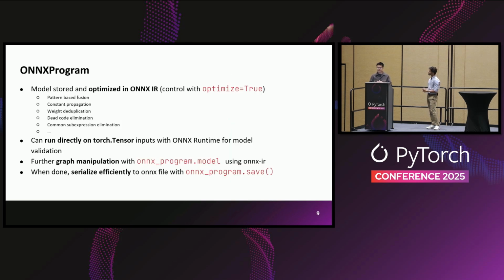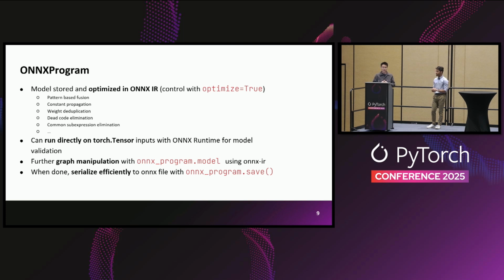Now let's talk about the return value of the torch.onnx export call, the ONNX program. First, the object shares tensors with the existing PyTorch state dict. We store the returned ONNX model inside ONNX IR format in this object, and in a very efficient way, so that it shares all the tensors with the PyTorch model, which makes it very memory efficient.